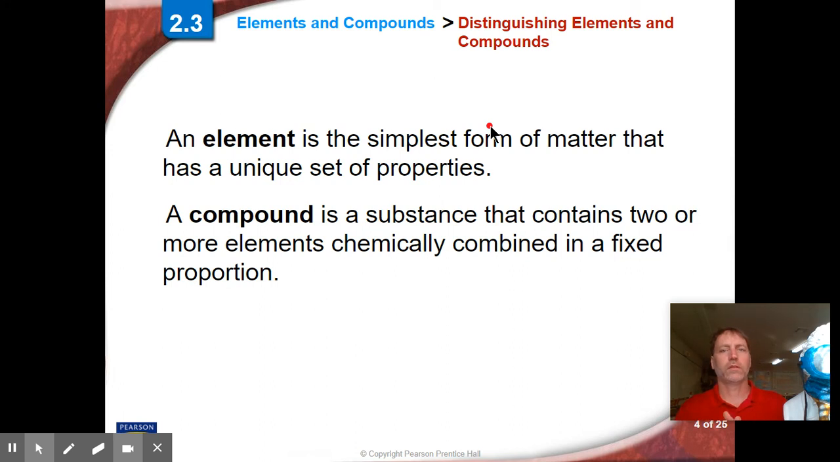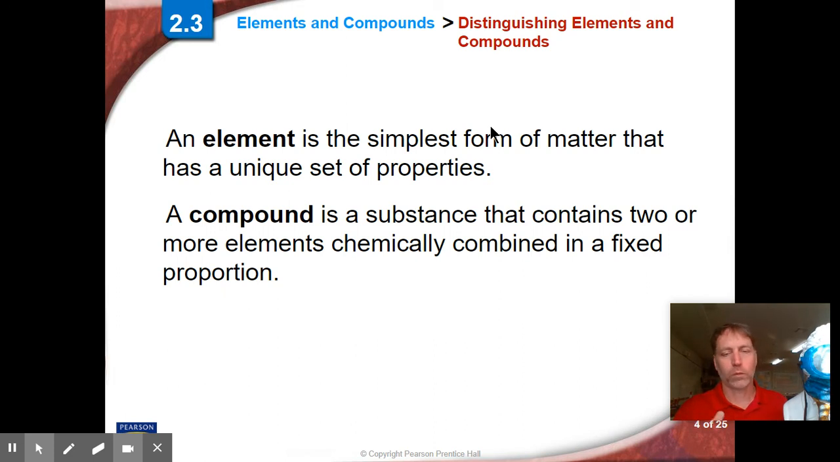So an element is the simplest form of matter. What I mean by that is it cannot be broken down any further into something else. Something that is an element has a unique set of properties that no other part of matter has. A compound is a substance that contains two or more elements that are chemically bonded together.